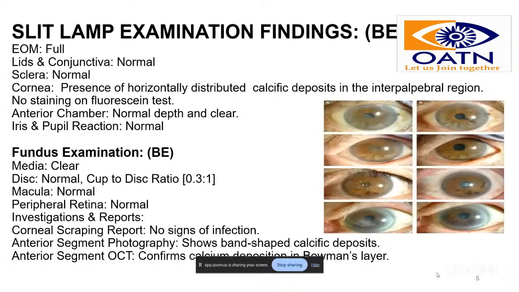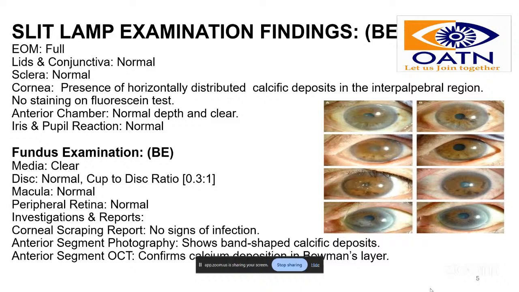In the slit lamp findings, in both eyes the EOM was full, and lids, conjunctiva, and sclera were normal. In the cornea, there is a presence of horizontally distributed calcific deposits in the interpalpebral region, which extends from the medial canthus to the lateral canthus. The anterior chamber was normal depth and clear, iris and pupil reaction were normal, and no RAPD was seen. On fundus examination, media is clear and disc is normal, and cup to disc ratio is 0.3:1. The investigations done were as follows: corneal scraping report.